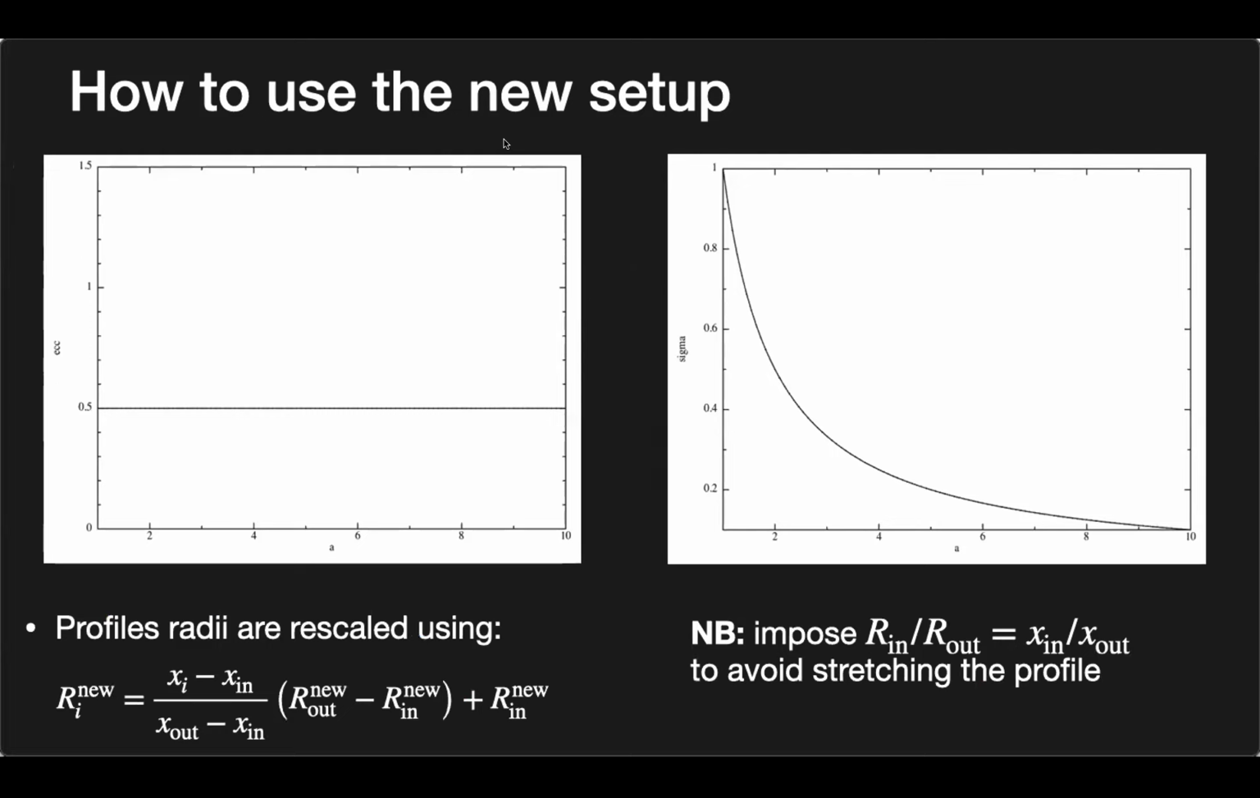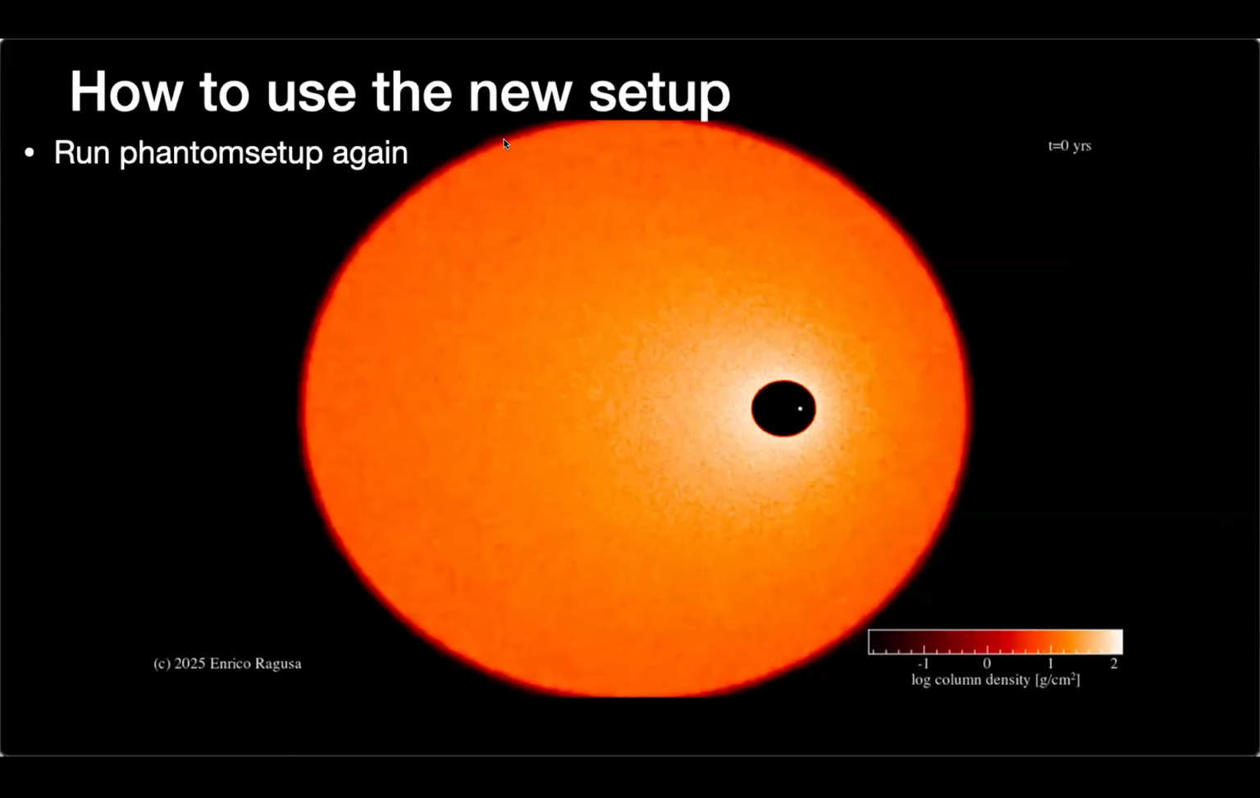The important thing that you need to keep in mind when you're using this tool is that the script automatically rescales the radii that you're using, the innermost radius and the outermost radius, with the radii that you have imposed in your setup file. But you need to be careful about maintaining the ratio between the inner radius and the outer radius to be the same. Otherwise, you are stretching your profile. So this is what you get if you initialize the setup this way.